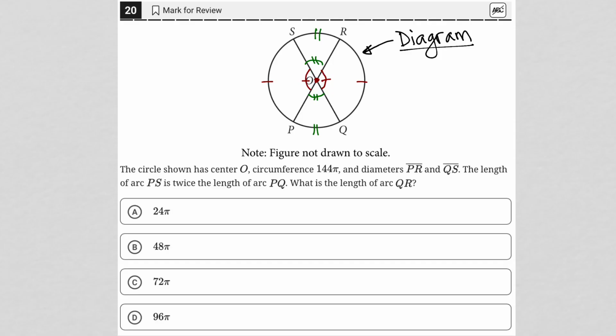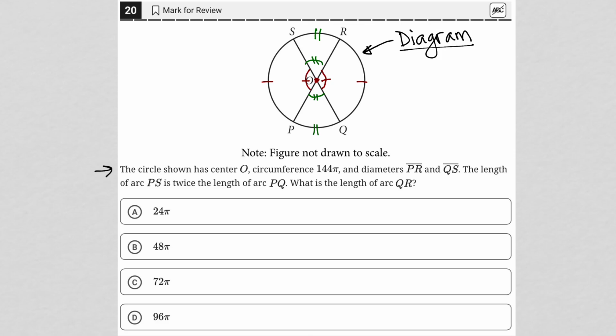I do suggest when you look at a diagram that you take a second and just see, well, what else do I know that's not actually provided in the diagram itself? Then you read and see what else you can fill in. So the question says the circle shown has center O, which we saw, circumference 144 pi.